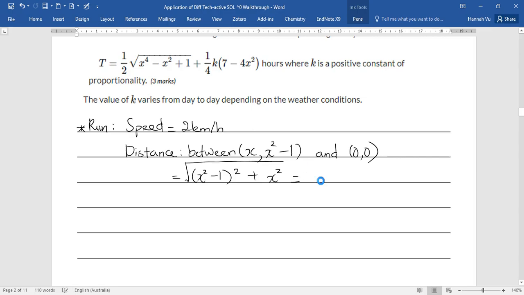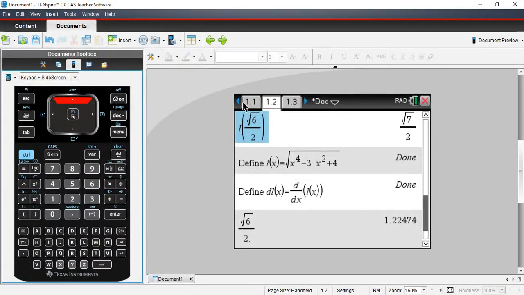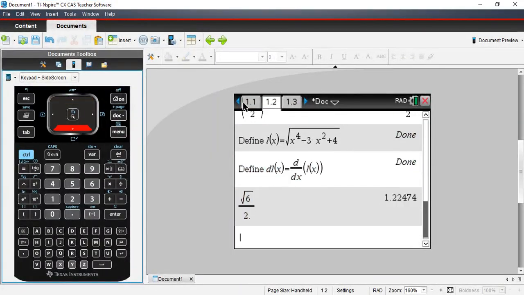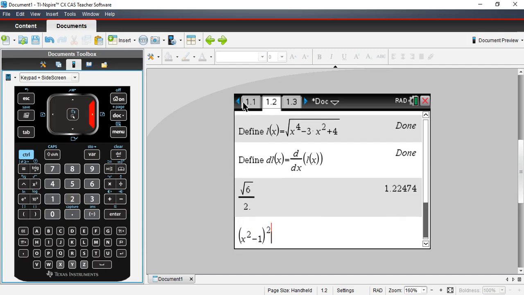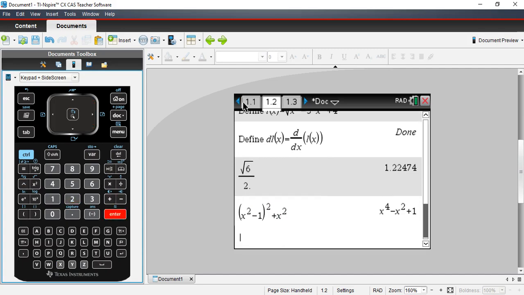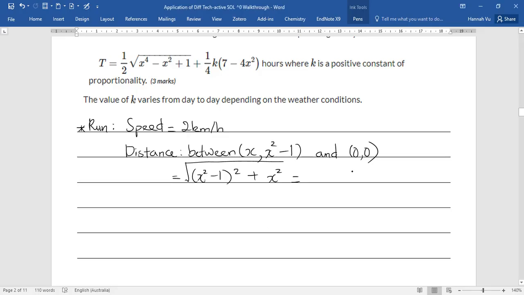again, I'm going to use a CAS here. Just expand. I wonder whether if I just type this in, that is going to work. So (x squared minus 1) squared plus x squared. All right, so if you just type it in, it expands and simplifies for you. So x to the power 4 minus x squared plus 1. That's really good because if you look at the expression that you need to make, this is appearing.